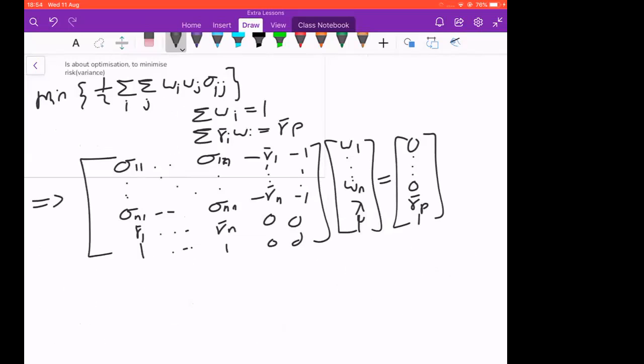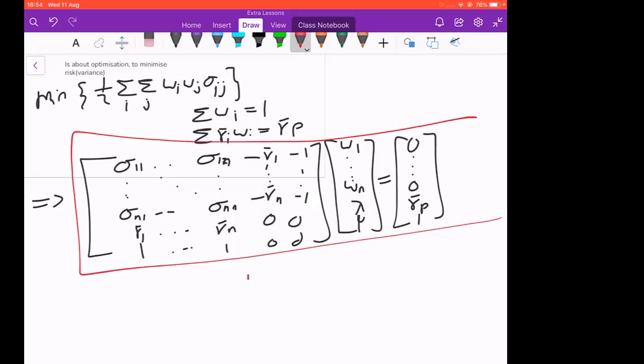So yes, this is what you are trying to do. If this matrix is A, and this one is x, equals b, you are trying to solve for x. So you are trying to find the weight of each asset as well as the lambda and mu, and then you can solve for it.